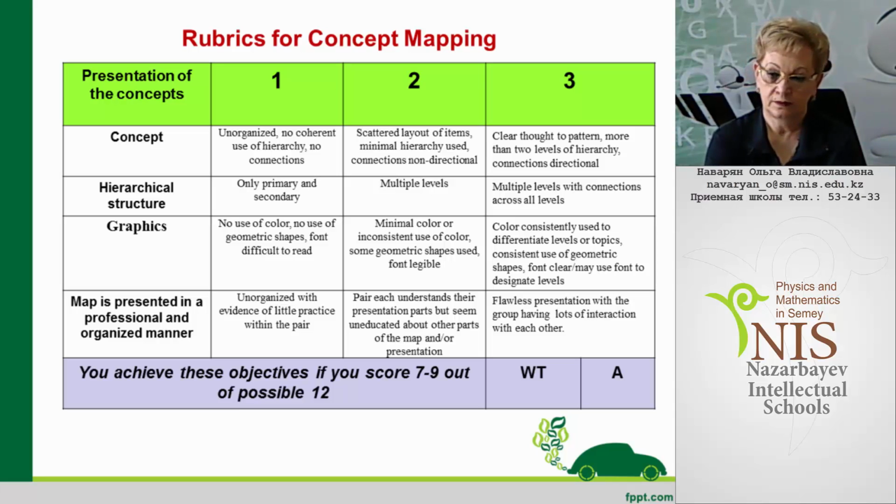So to have the most score, a student should show clear thoughts, should show multiple levels with connections across all the levels of hierarchy. He or she used color to differentiate levels or topics and show flawless presentation within the group. Of course, it's up to you. You may invent your own success rubrics.